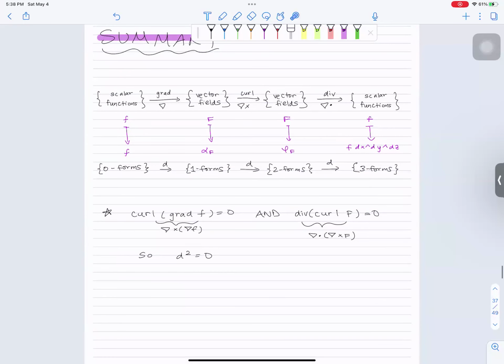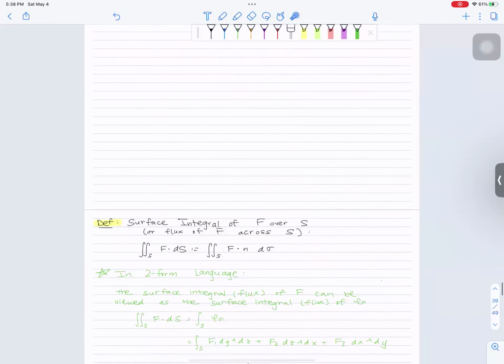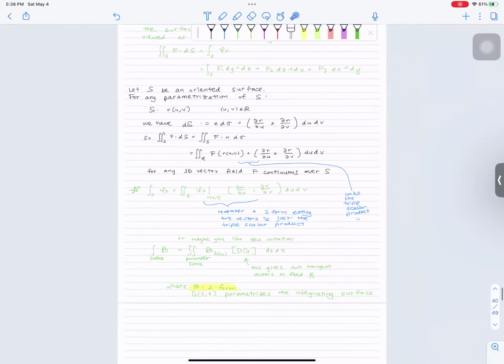Okay, so this is the summary of the derivatives. This is the forms language. Everything is kind of the same, just in two languages. This is the vector language. This is the forms language. All right, that's the dictionary. Then we have surface integrals of vector fields.